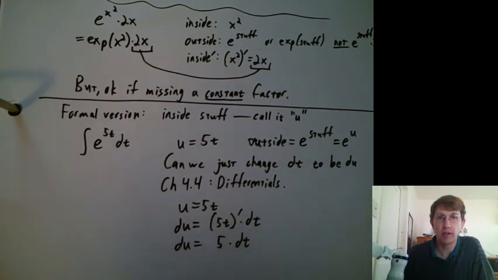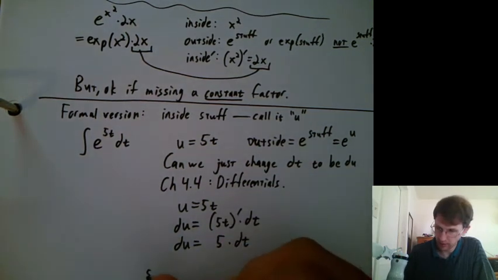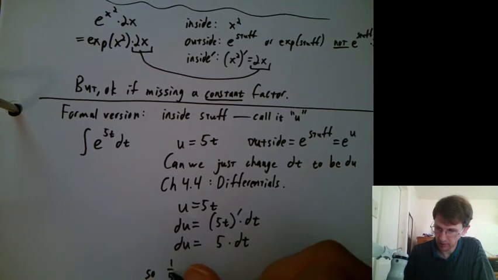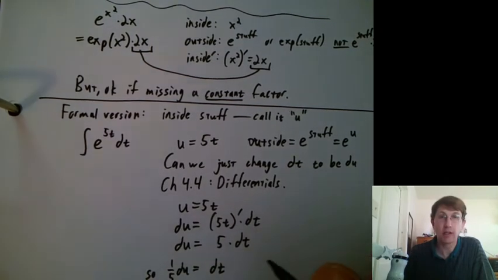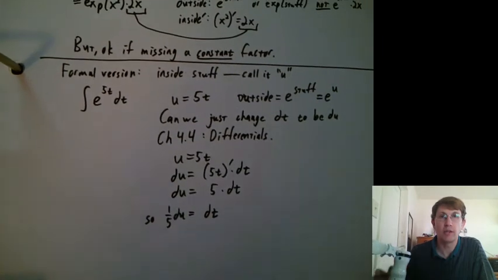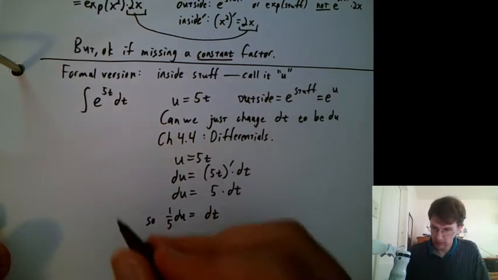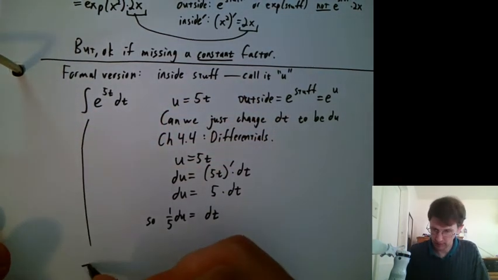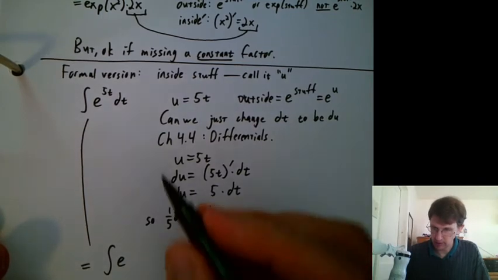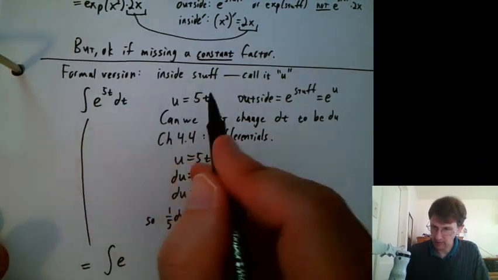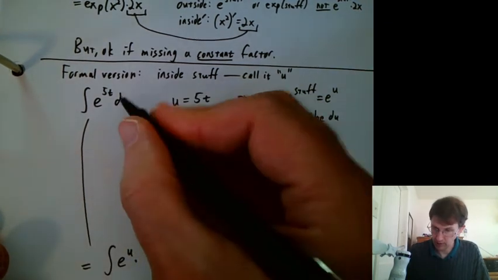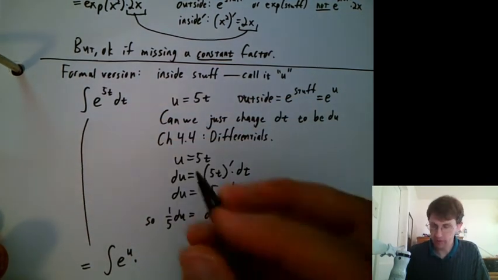So I can't just replace dt with du. What I have to do is, well, can I just substitute here? Almost. I almost know what dt is in terms of du. What I can do is divide both sides by 5, so I get 1/5 du equals dt. And that tells me anywhere you see a dt, you can replace it with 1/5 du. So I can take this integral and say this is the integral of e to the, and I can replace 5t with u, so the integral of e to the u, replacing dt with 1/5 du.